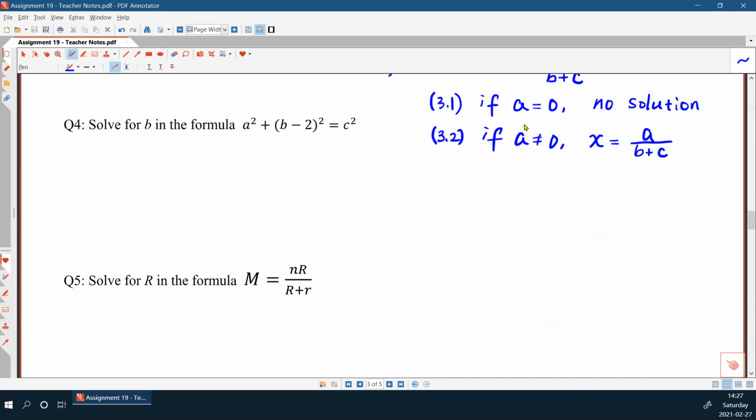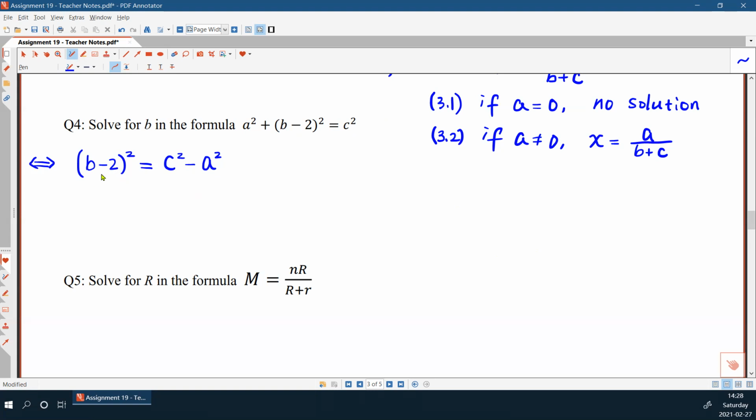All right, let's see the next one. Solve for b in the formula a squared plus (b minus 2) squared equals c squared. If you want to solve for b, remember that we need to put anything containing b on one side of the equation and anything else on the other side, right? So the original equation is equivalent to, let's put anything that contains b on the left-hand side, and the right-hand side is anything else, right? Now you can solve for b, right?